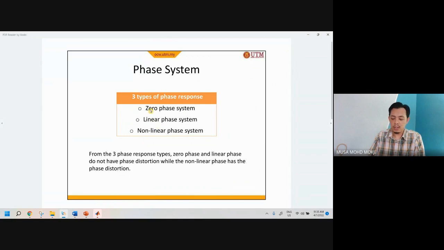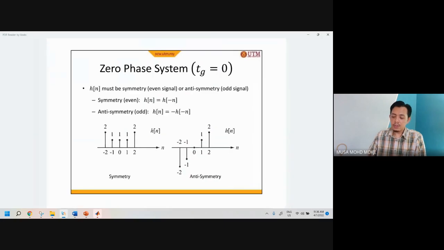Okay, we're going to look in detail at these two, zero phase and linear phase. We're not going to look in detail at the non-linear. But other than zero and linear phase, it will be a non-linear phase. Okay, so let's go. So this is a zero phase.